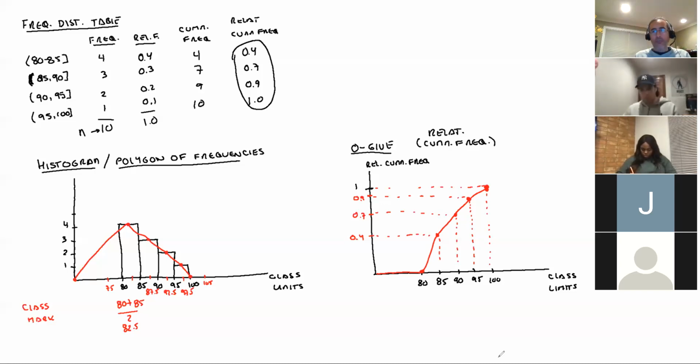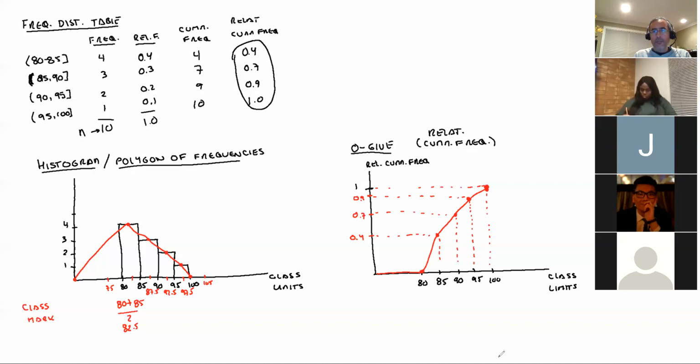Guys, questions? This is one way of analyzing data, but it is one of the best ways of understanding probabilities, as you're going to see in a couple of minutes. Professor, I have a little bit of trouble understanding your handwriting. What is the graph on the right-hand side called again? It's O-give. Okay, cool. And here is relative cumulative frequency. Okay.